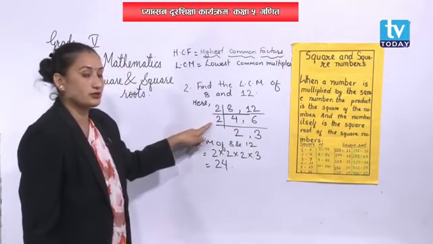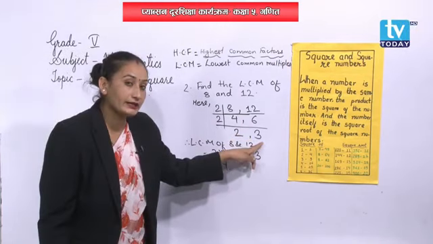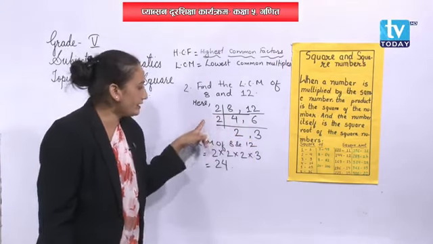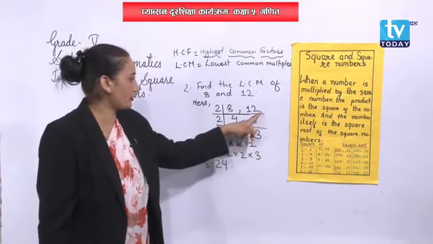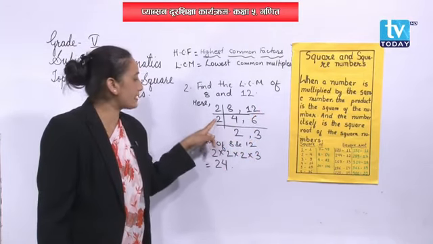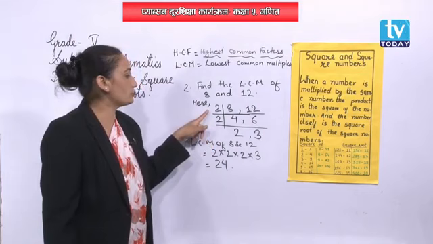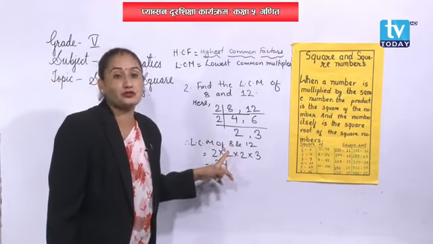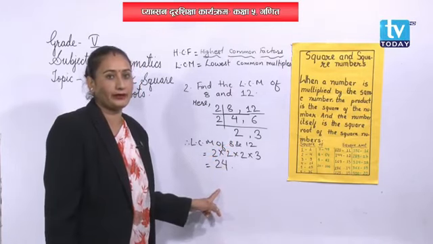2 times 2 is 4, 4 times 2 is 8. Which number is left over here? 3. That means 8 times 3 is 24. Once again, make another number, 12. 3 times 2 is 6, 6 times 2 is 12. And which number is left over now? 2. That means 12 times 2 is 24. Can we write it this way?